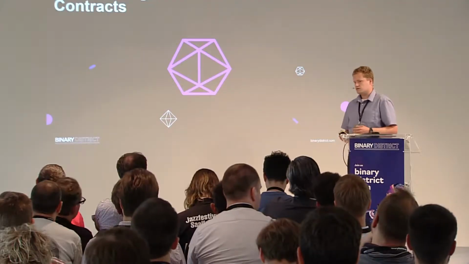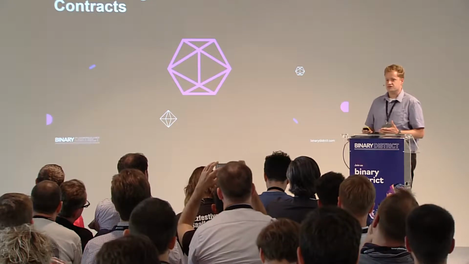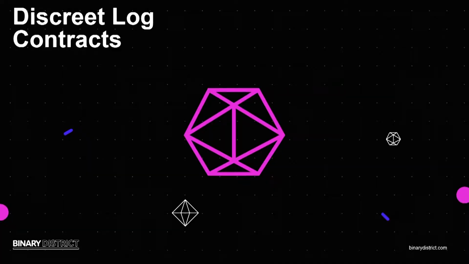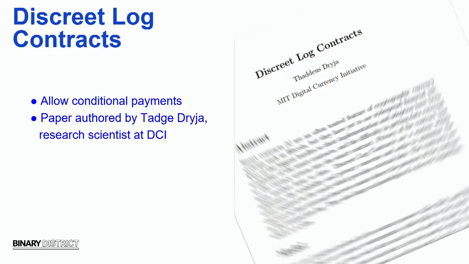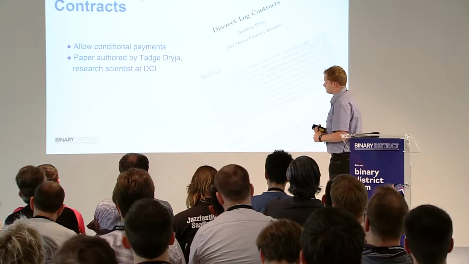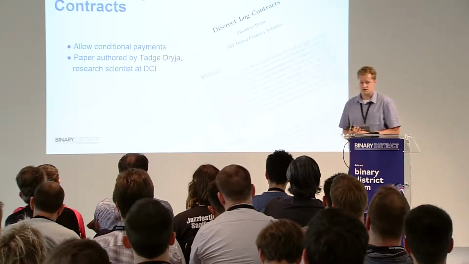Now, discrete log contracts are a little bit different in the sense that they are meant to do conditional payments. So you have a payment that is conditional on an external factor, an external piece of data. The paper is also authored by Gert-Jaap, the co-author of the Lightning Network paper. It was published in 2017, so that's last year.